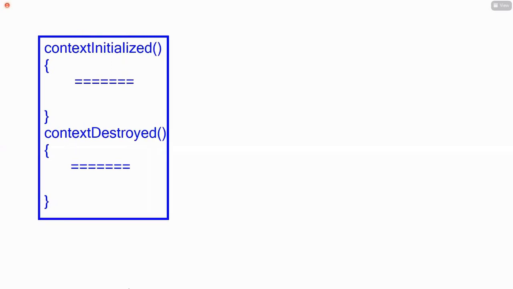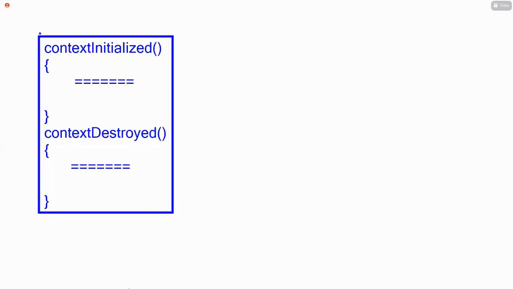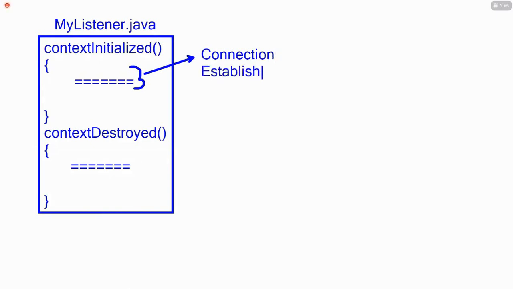Now, this one I'll make as one class, with some class name, MyListener. Okay. Now, MyListener implements ServletContextListener. That is the interface, no? You have to implement it and override the methods. Now here, what I'll do is write the connection establishment code in contextInitialized, and the connection close code in contextDestroyed.